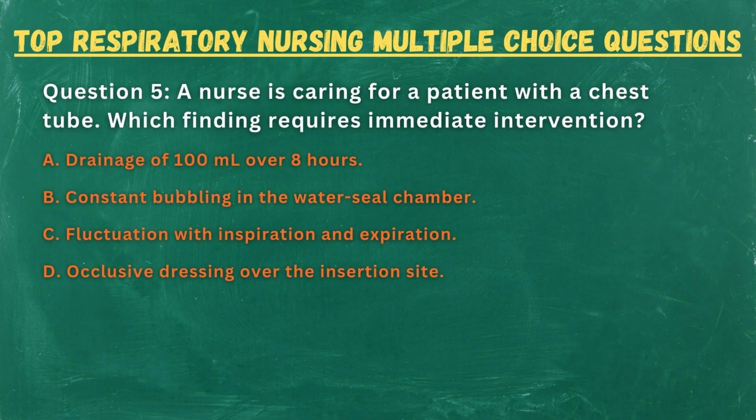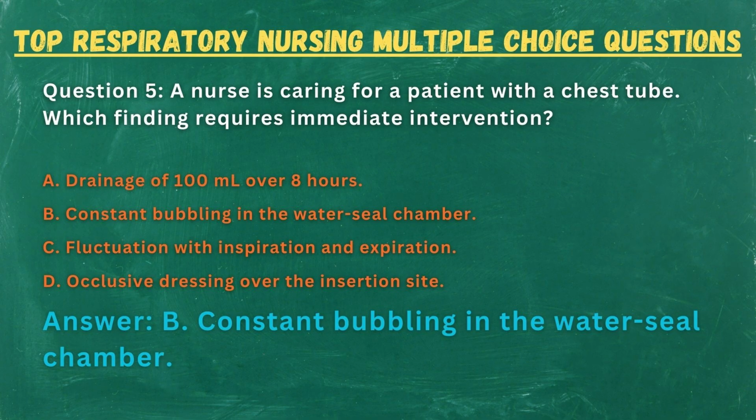Question 5. A nurse is caring for a patient with a chest tube. Which finding requires immediate intervention? A. Drainage of 100 milliliters over 8 hours. B. Constant bubbling in the water seal chamber. C. Fluctuation with inspiration and expiration. D. Occlusive dressing over the insertion site. Answer. B. Constant bubbling in the water seal chamber.